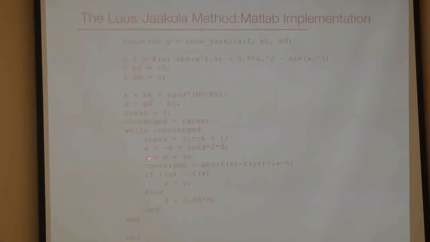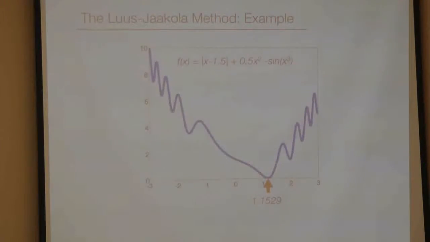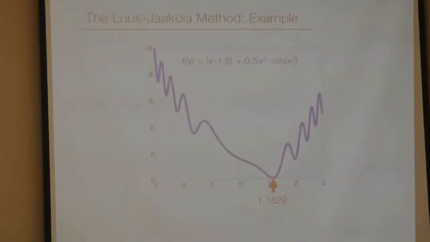Then we obtain the new point and we check convergence. This is also a way how to check convergence. We check whether the function values have already kind of converged, and if the new function value is better, then we set the new point to be the new center. Otherwise, we decrease the box. Okay, so very simple. Okay, so let us illustrate how the method works for the function that we have here.